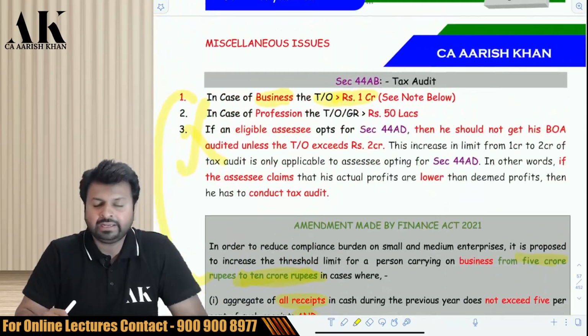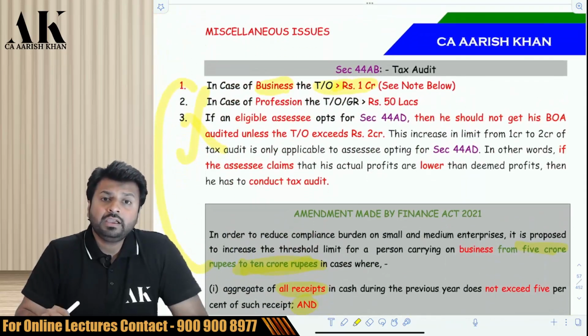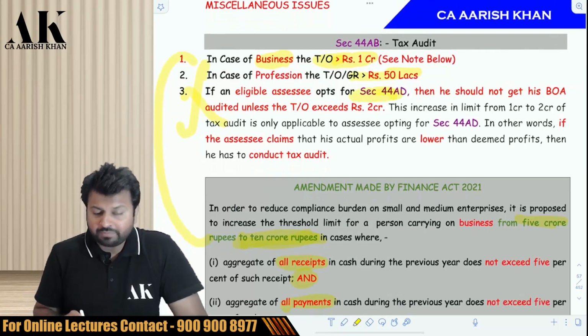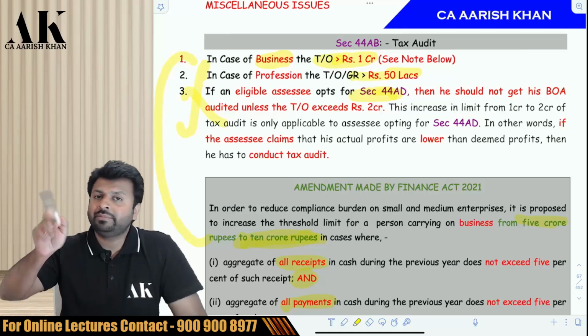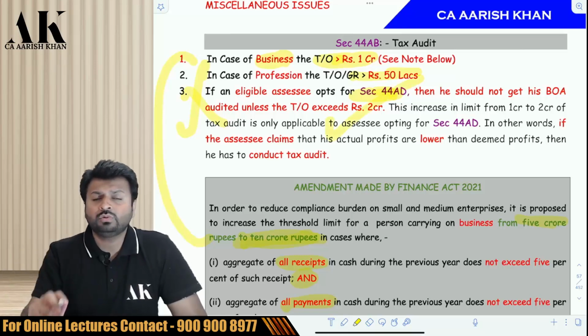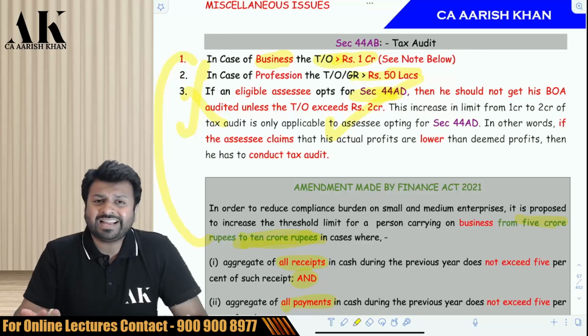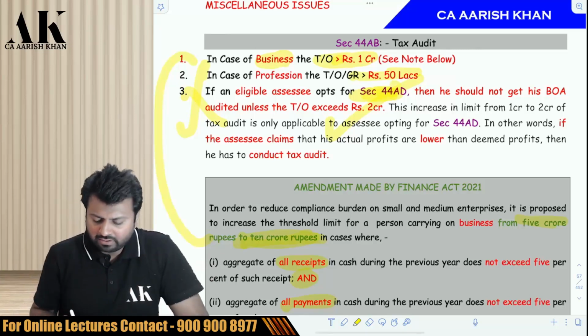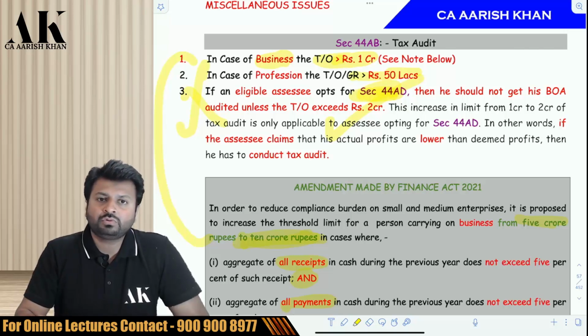Now, this is the first category. What about profession? If you are engaged in profession, then the turnover limit is 50 lakhs. If it exceeds 50 lakhs, then tax audit is applicable. What about 44AD assessees? If you are opting for 44AD, then your turnover limit is not 1 crore, it is 2 crore, because up to 2 crore you are eligible to opt for 44AD. So the benefit of tax audit should also be available up to 2 crore now.